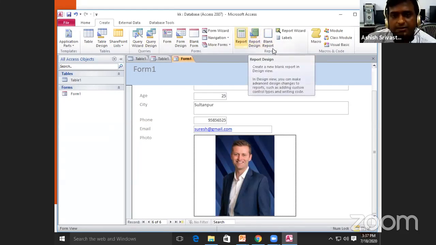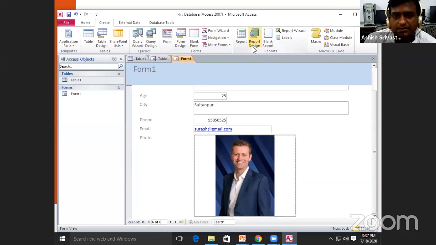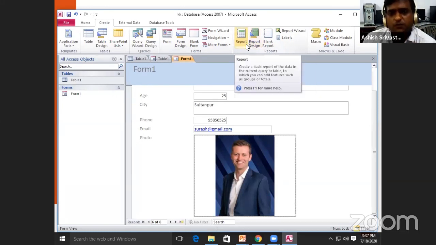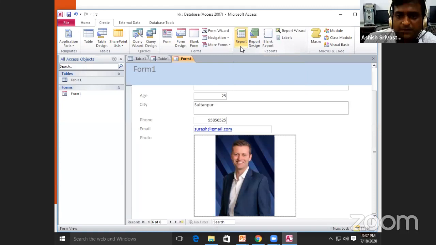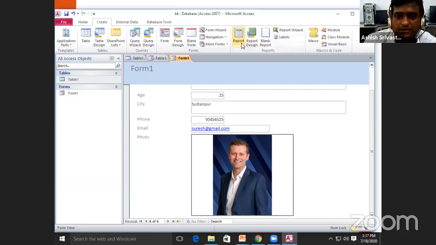So you can see this is a report tab, and in this tab there are various options to create reports. First is report, simple report, and after that report design, blank report, and report wizard. So we can use different options. So firstly we will discuss report wizard, report.